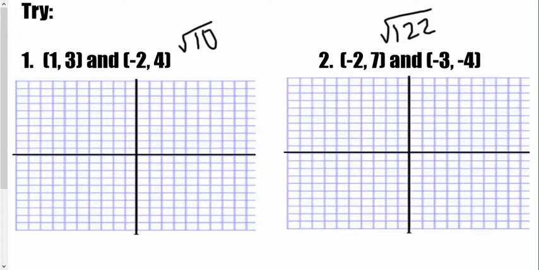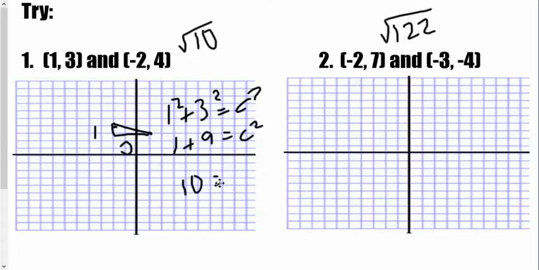For this first one, I would plot the point 1, comma 3, where the x value is 1 and the y value is 3. The next one is negative 2, comma 4, so that would be to the left 2, up 4. It's kind of hard to make these triangles here, but you can see this one has a height of 1 and a base of 3. So I would have 1 squared plus 3 squared equals c squared, or 1 plus 9 equals c squared. Therefore, 10 equals c squared, meaning that c equals the square root of 10.